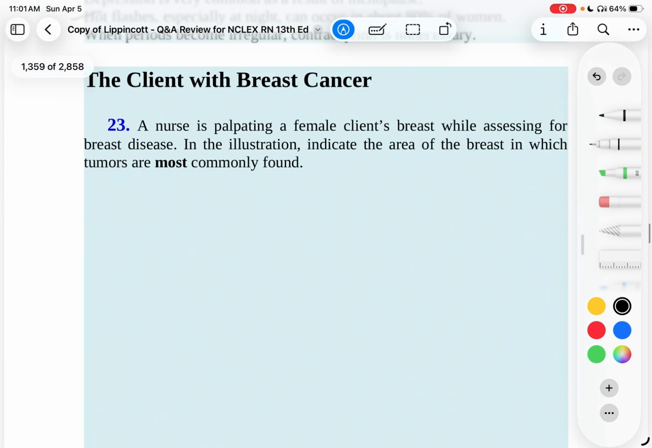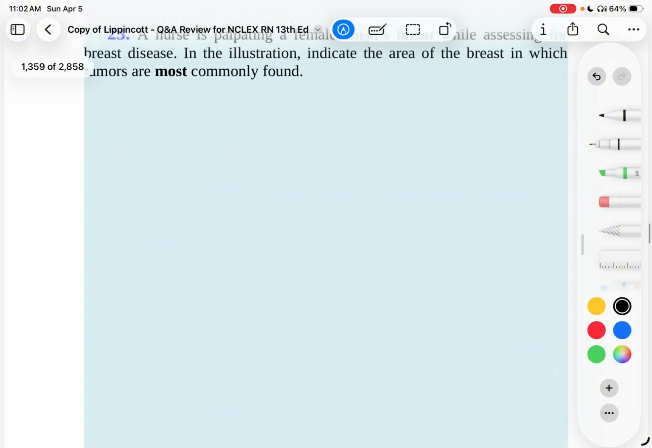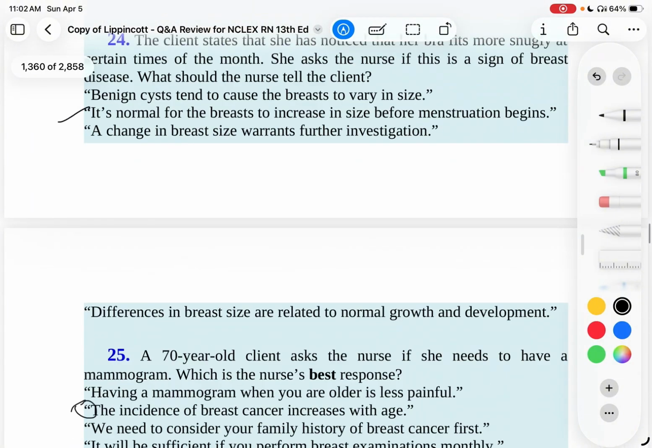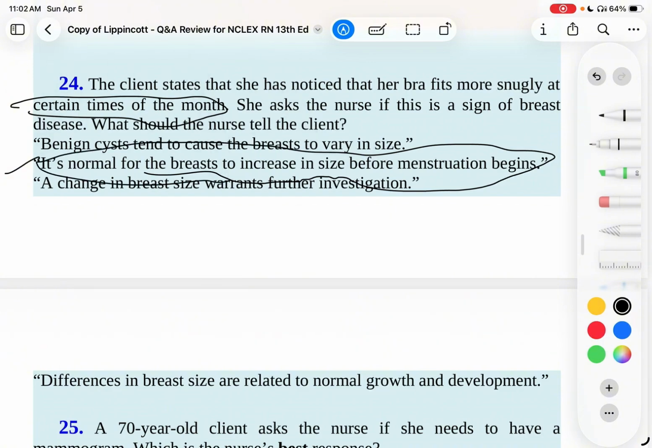A nurse is palpating a female client's breast while assessing for breast disease. Breast disease is commonly found in the upper-outer quadrant. The client states that she has noticed that her bra fits more snugly at certain times of the month. She asks the nurse if this is a sign of breast disease. It's normal for the breasts to increase in size before menstruation begins. That's the answer.